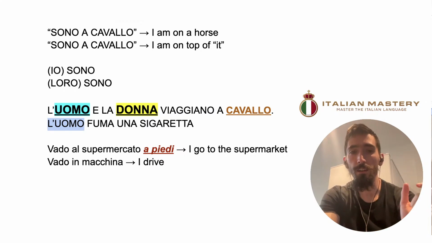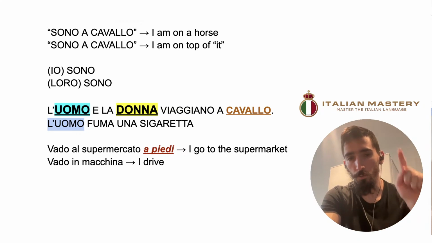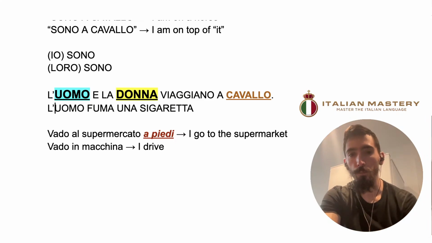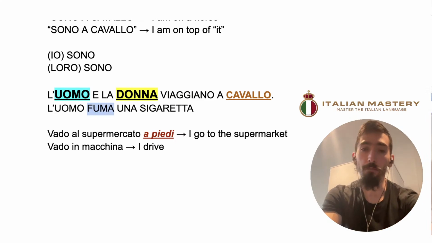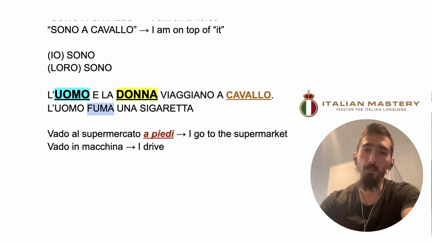L'uomo, again, man, the man. It would be lo uomo, but we have two vowels close together. So we have the apostrophe. Lo uomo, l'uomo. Fuma, fuma. This is an interesting word. Smokes, right? Fumare. Perfectly regular verb.